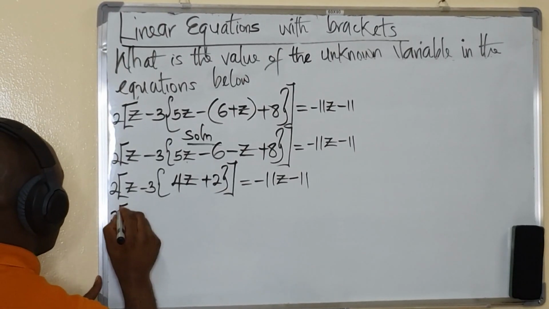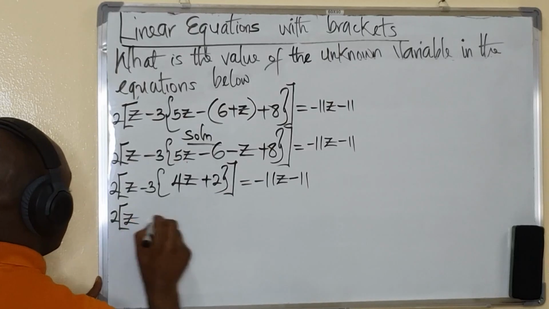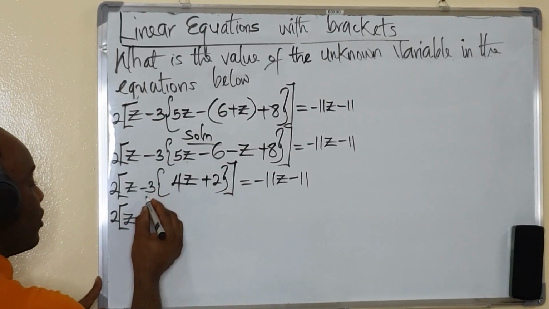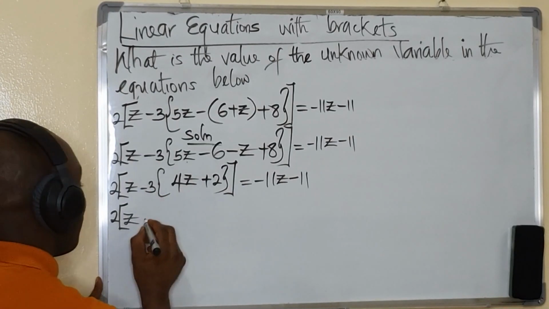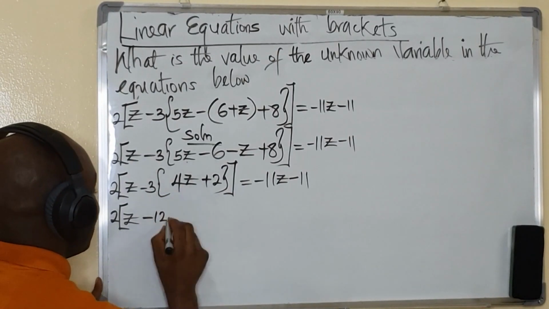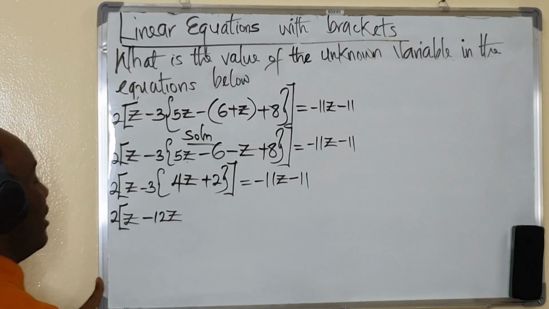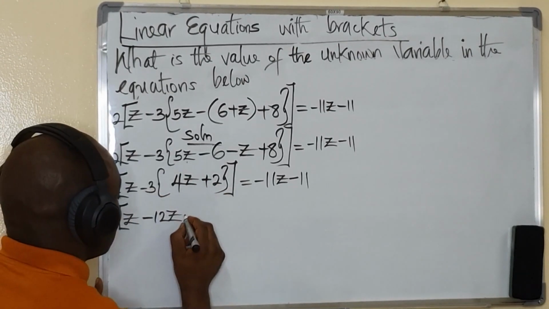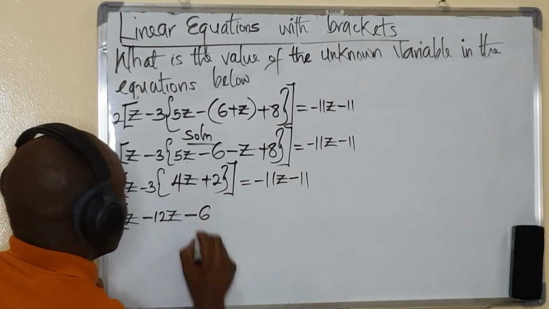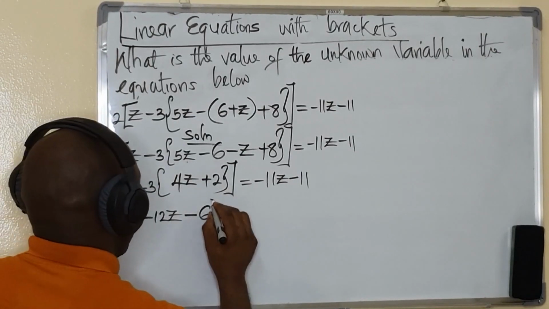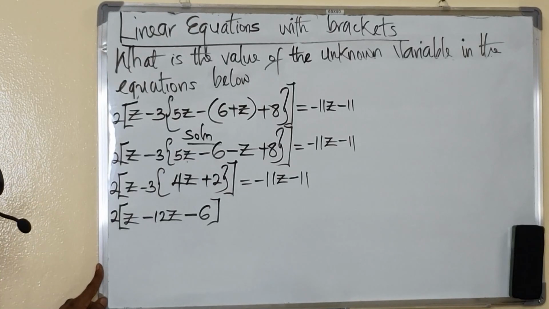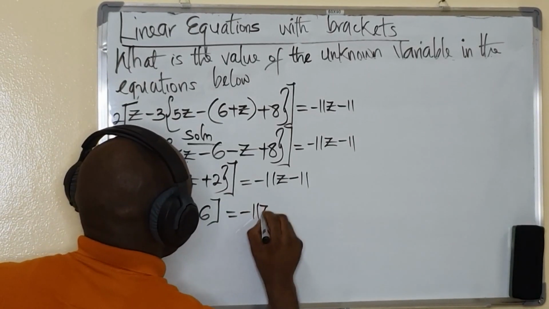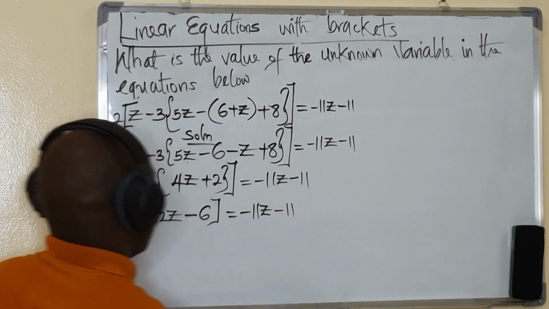So we do that this way. 2 first, open a big bracket, z. Now let's work this out. We are multiplying 4z by -3. So -3 times 4 will give you -12, and then we'll bring down the z. That's -12z. -3 times +2. Negative multiply positives gives you negative. So 3 times 2 will give you 6. That is open as well. Hence, we just have one bracket, the big bracket. It's still equal to -11z minus 11.